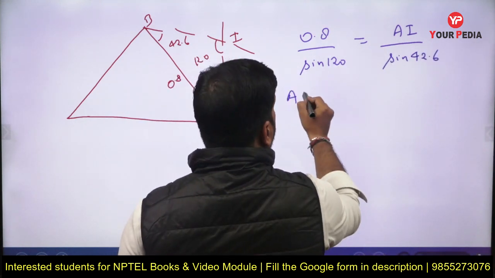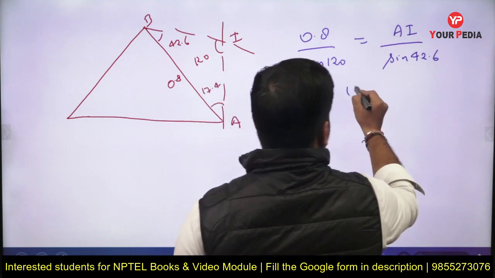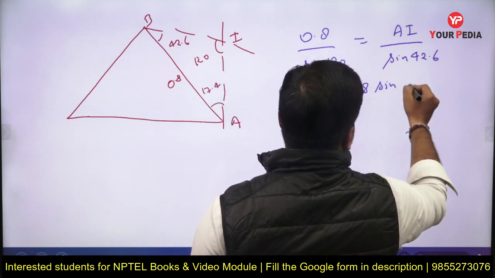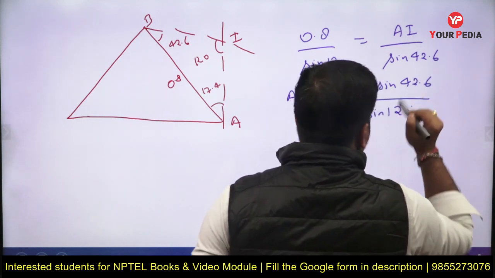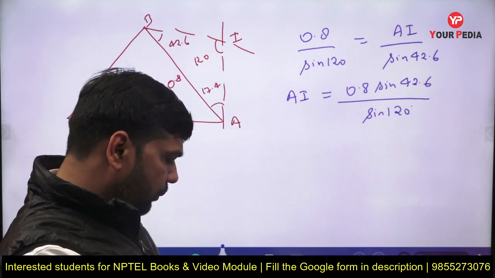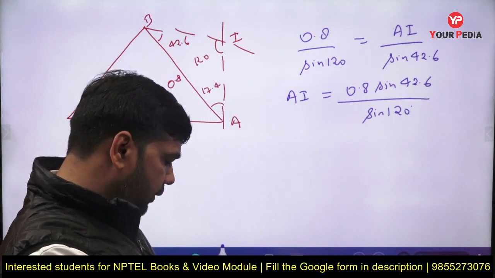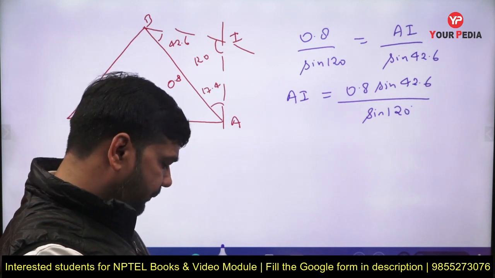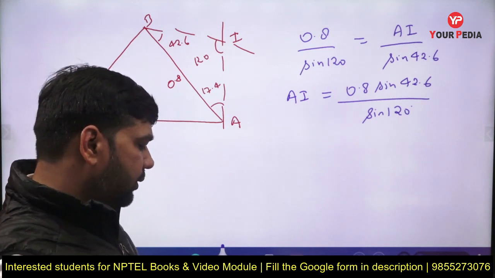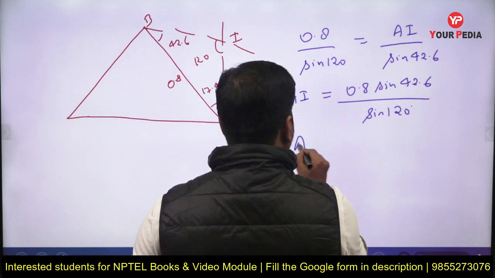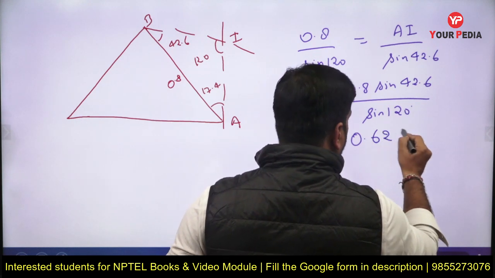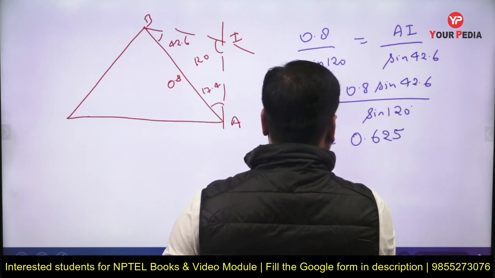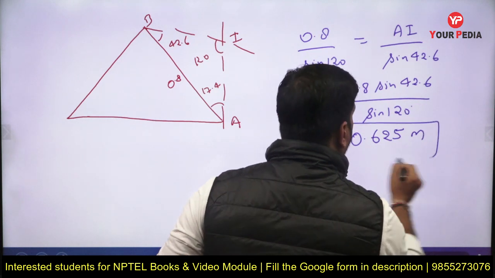So now calculate the value of AI equals 0.8 into sine 42.6 upon sine of 120 degrees. So this comes to be 0.8 into sine of 42.6 divided by sine of 120. So AI comes to be 0.625 meter. Now again I am going to make the triangle.